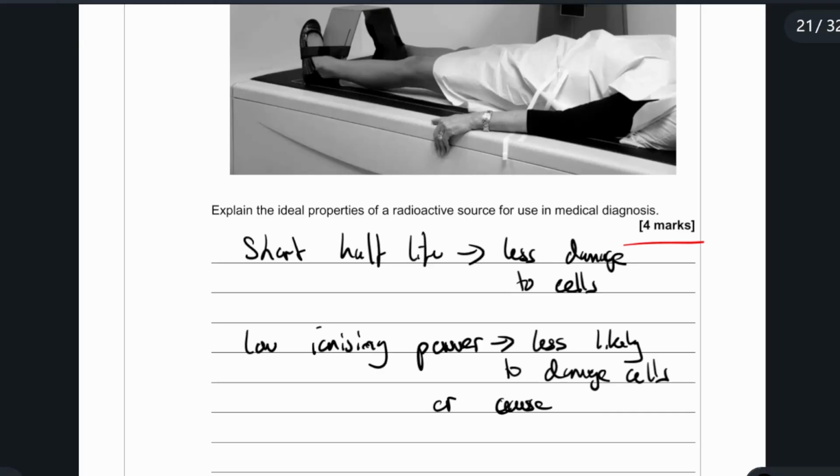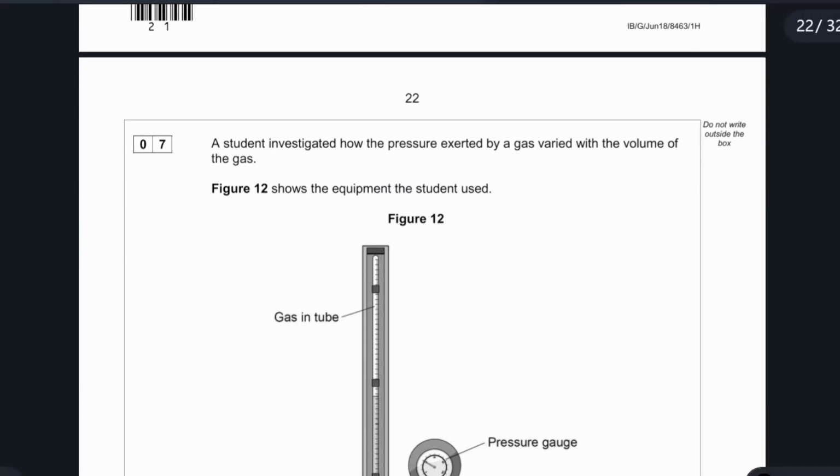You kind of get 2 marks for each one, but a few other things you could say is you want something very penetrating. Why do you want it to be penetrating? Well, we want to actually detect it outside the body. And what kind of radiation would we generally want? Well, we want gamma ray radiation over beta and alpha, since gamma ray radiation is the most penetrating but is also the least ionizing. And so that's a few points you could say.